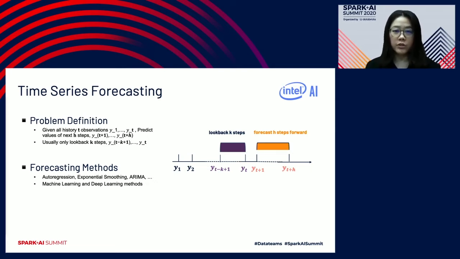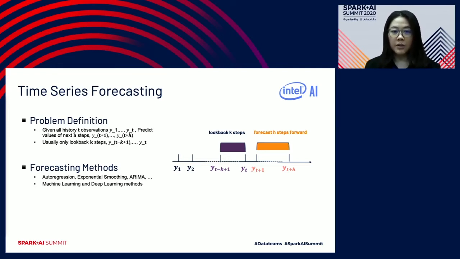There are various approaches to solve this forecasting problem. Traditional methods such as autoregression, exponential smoothing, and ARIMA are widely used in real-world applications. They're relatively simple, but are not very good at capturing complex temporal dynamics and relationships across a time series.